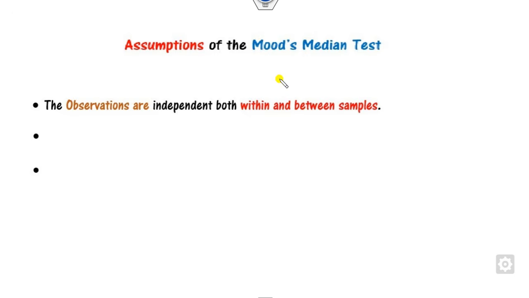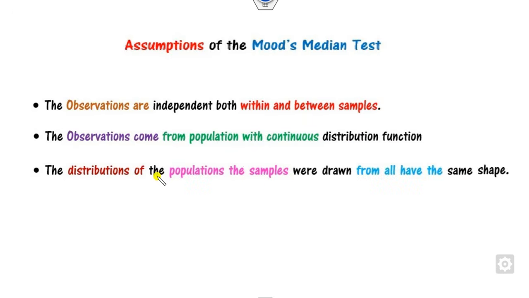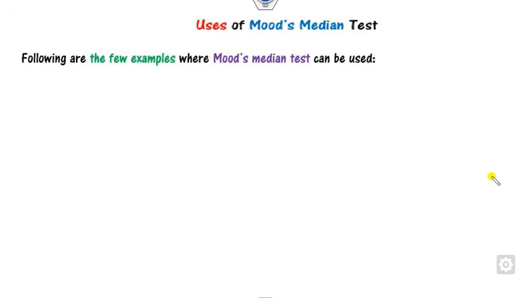Before applying the median test, you have to check some assumptions. The first assumption is that whatever observations you have taken are independent within and between the samples. The observations are taken from continuous distribution functions, whether the distribution function is known or unknown. Since we are working on non-parametric testing, there is no need to know the distribution function. And whatever distribution function you have, the samples have the same shape.